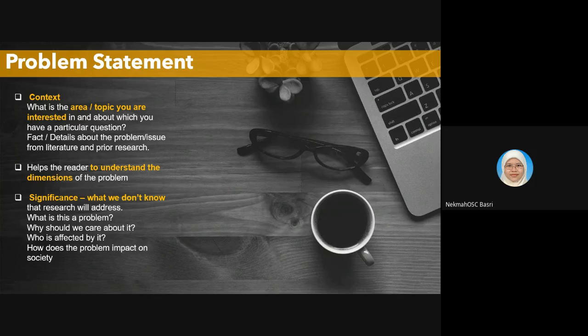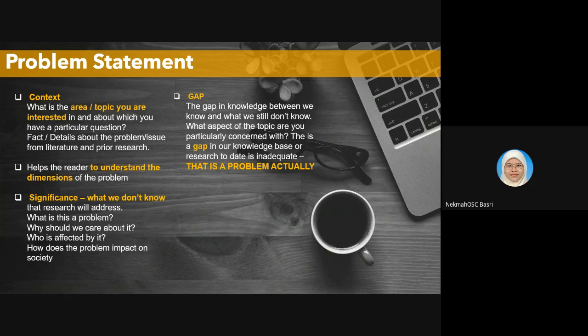So what we know and sometimes what we don't know, the significance, and the gap in knowledge between what we know and what we still don't know. What aspect of the topic are you particularly concerned about? Is it a gap in our knowledge, where the research to date is inadequate? And this is actually a problem.